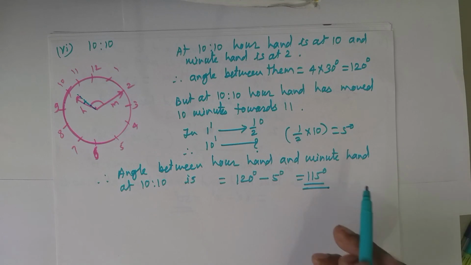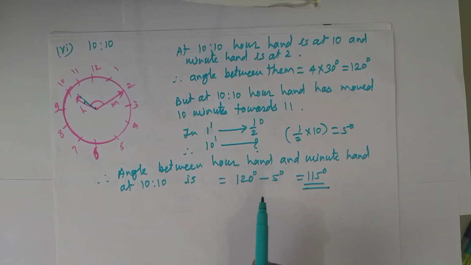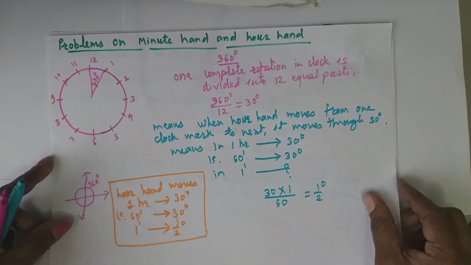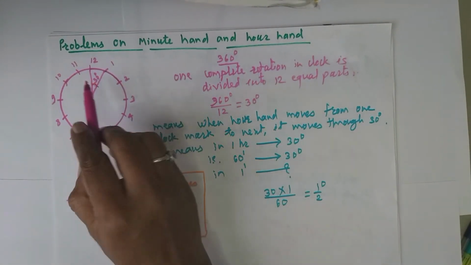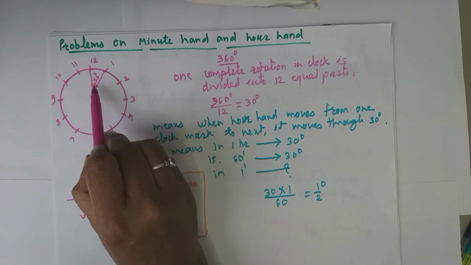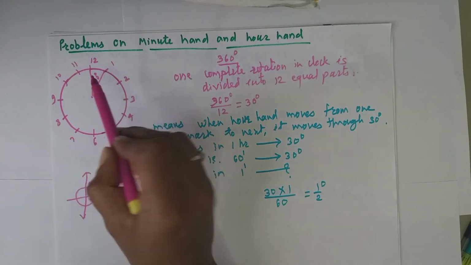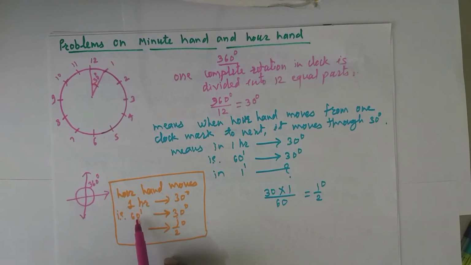In this way, I have got the angle between the hour hand and minute hand at 10:10. If you know the concept that the angle between two consecutive numbers is 30 degrees, or in 1 hour the hour hand moves 30 degrees, that is, in 60 minutes it moves 30 degrees, therefore in 1 minute it moves half a degree, then it is very easy to solve problems on clocks, that is, to find the angle between the minute hand and hour hand.